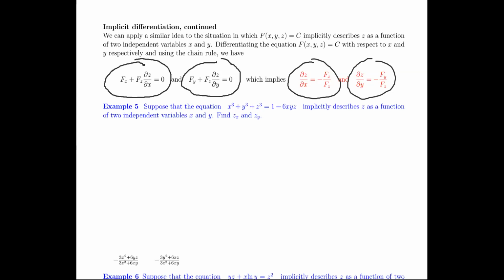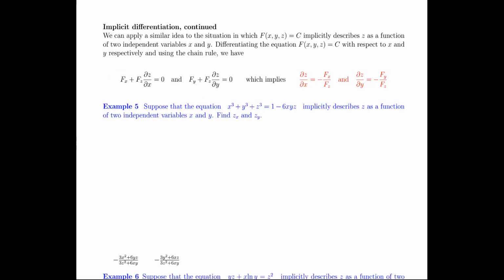But this is again, if we have an implicit function on three variables, x, y, and z, where this describes z as a function of two independent variables, x and y, then we get those formulas for partial of z with respect to x and partial of z with respect to y. All right. Let's do this example 5.